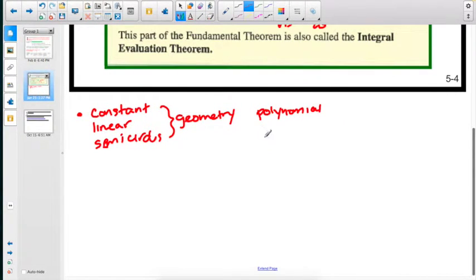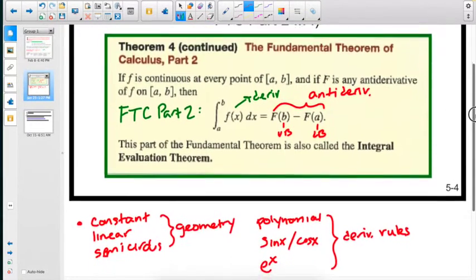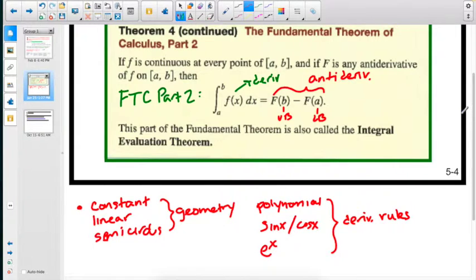I could also probably throw you a sine or a cosine. I think you're getting comfortable with feeling out the antiderivative there, and probably an e to the x. I bet I could throw you that too, and you could figure out what the antiderivative is there. So these we'd have to use derivative rules or power rules to evaluate the antiderivative there. So those would be the things that I think you probably could handle here in Chapter 5.